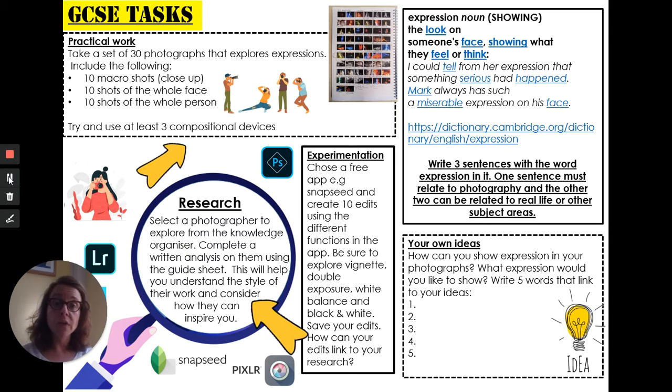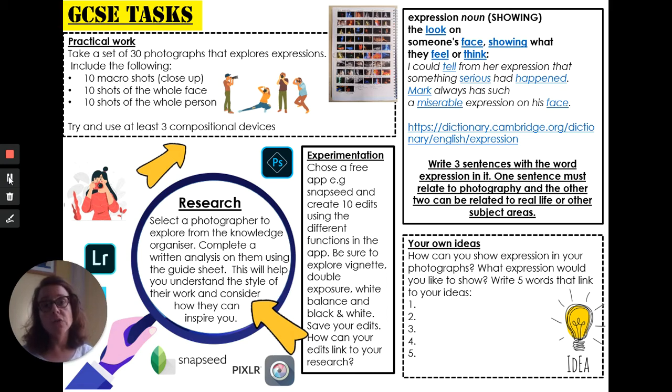I'd like you to have a go at using some different apps. Apps like Snapseed are brilliant, and Pixlr. You might already use some of these, or you might use the editing functions on your mobile phone. I want you to practice using them and save the edits that you do, because when we're back in school, you can print those out and they can become part of your portfolio.